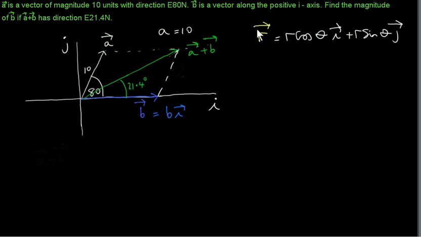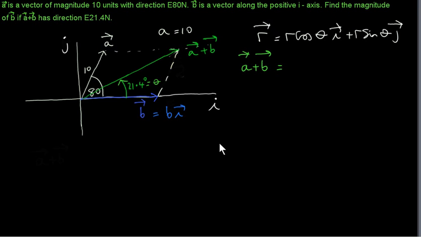Now we know that we can write any vector r as r cos theta i plus r sin theta j, where r is the magnitude of the vector and theta is the angle measured anti-clockwise from the positive i-axis. I'm going to look at vector A plus B, because we know something about it. We know theta. For vector A plus B, theta is 21.4 degrees, measured anti-clockwise from the positive i-axis. What we don't know is the magnitude of vector A plus B. That's what we want to find actually.